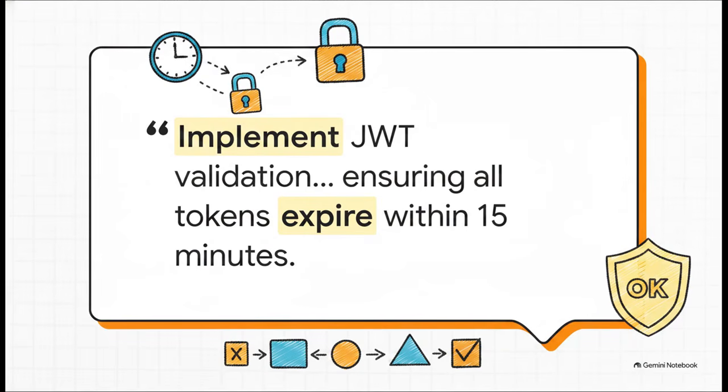So, what does this actually sound like in practice? Well, instead of giving step-by-step procedural instructions, like, open auth.py, add a function, call it here, you use a strong declarative constraint. You'd say something like, implement JWT validation, ensuring all tokens expire within 15 minutes, public endpoints remain unauthenticated, and existing integration tests pass without modifying test assertions.